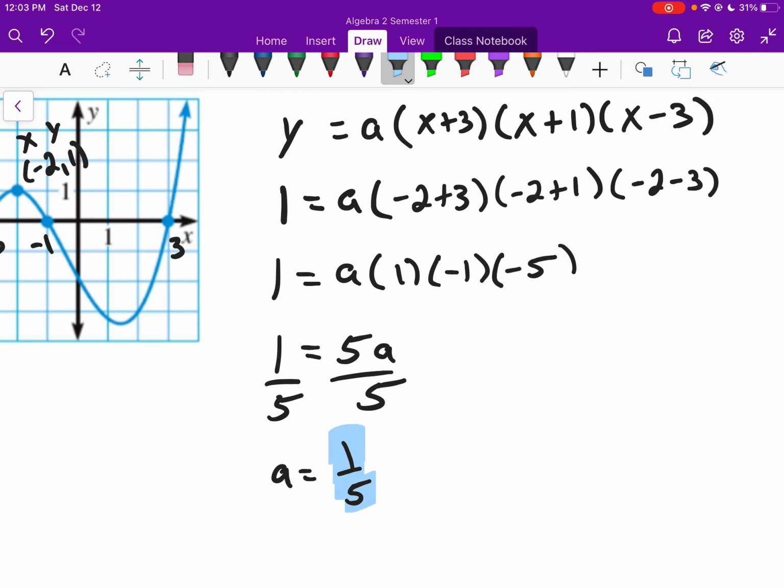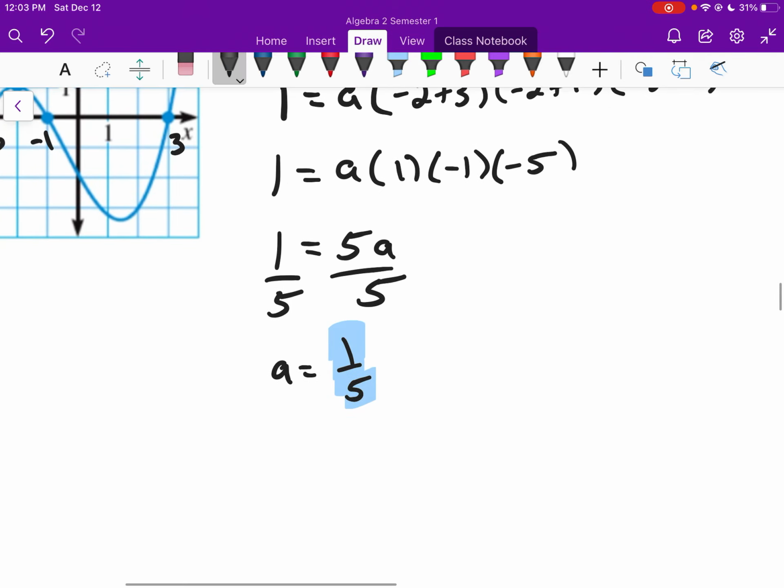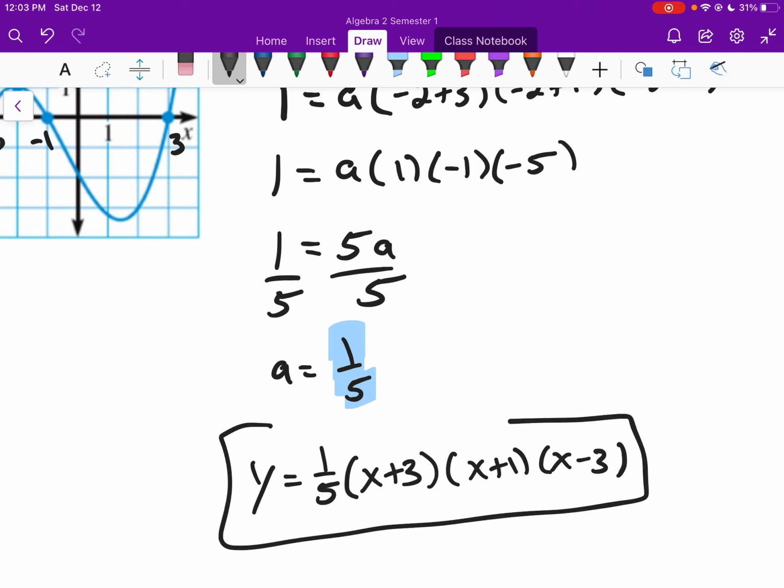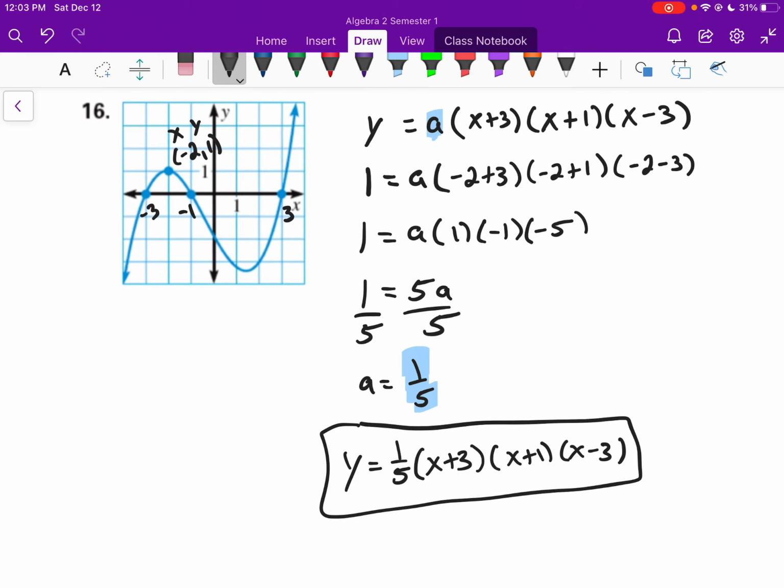Taking that a value and plugging it into our original, we got y is equal to 1/5 times x plus 3 times x plus 1 times x minus 3. Not much new here. It's just that now we have that extra factor that we need to account for.